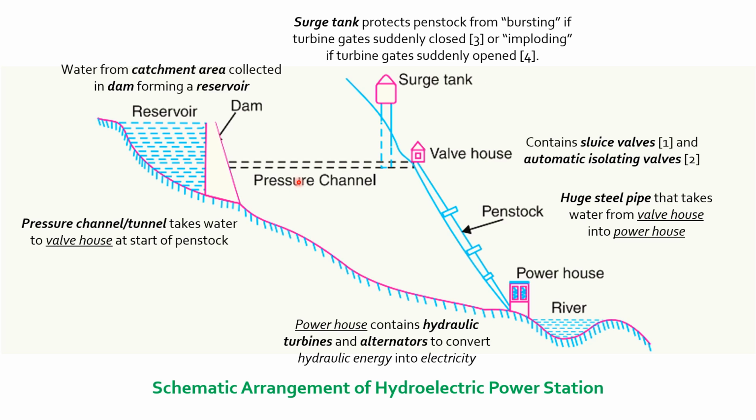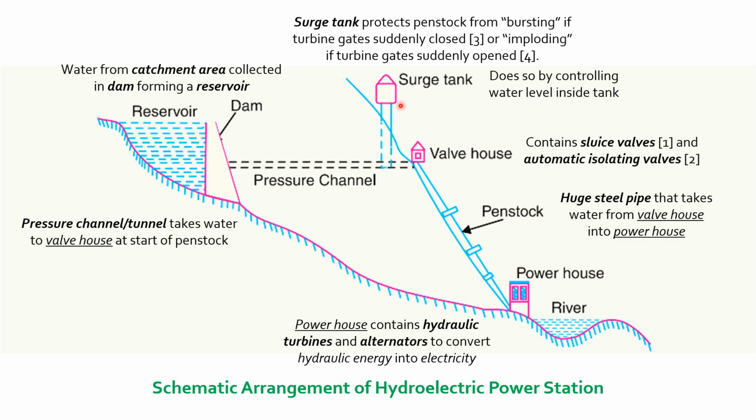And this we have already discussed before. The only thing which was wrong in the description of the surge tank was that it is located on the penstock. Rather, it is located on the pressure channel which leads up to the penstock.